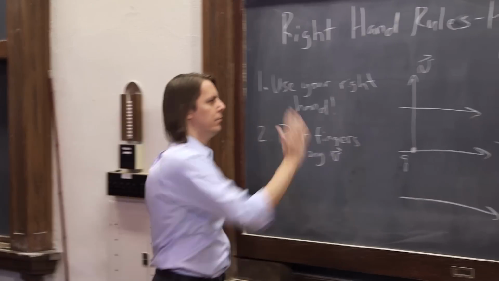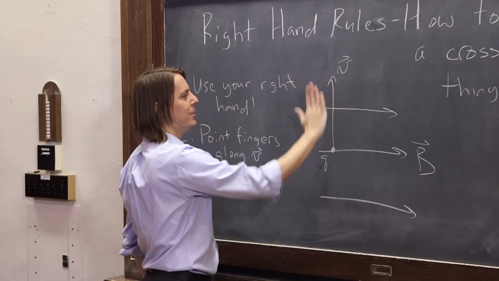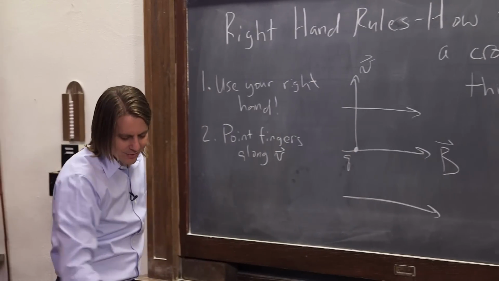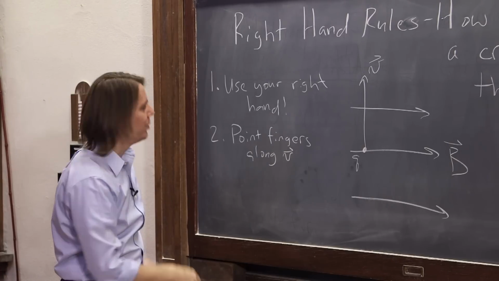Number two is point fingers along V. Well, that's not hard. There's my fingers. This is my thumb. These are my fingers. Point your fingers along V, okay? But then, it's not that simple. Turn them towards B.